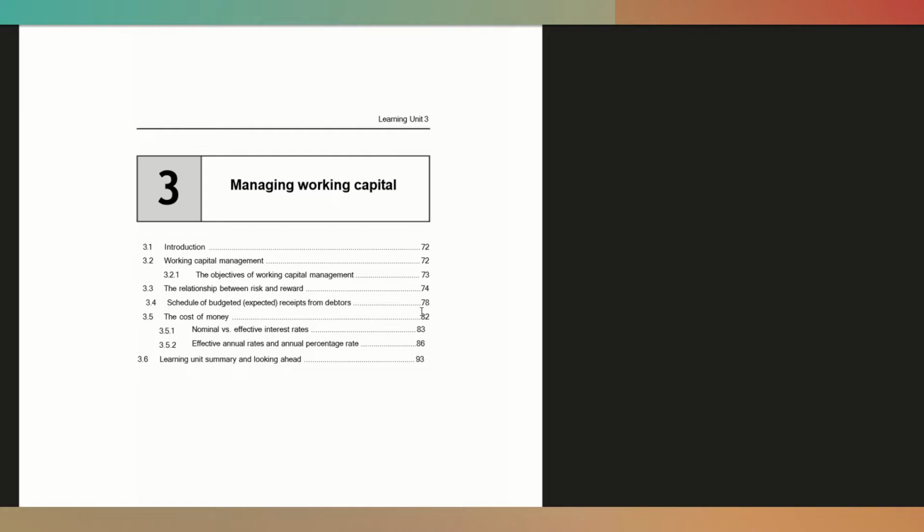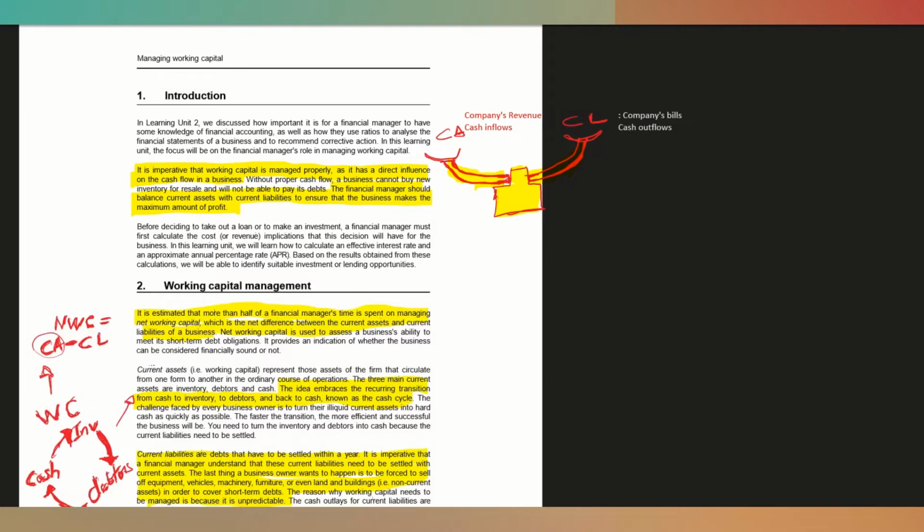Today, we are looking at managing working capital, which is our learning unit 3. And we will indeed focus on three things: the working capital management, the relationship between risk and reward, and also the cost of money. In our learning unit one, we did touch on the role of the financial manager, and one of his duties is ensuring proper management of the working capital.